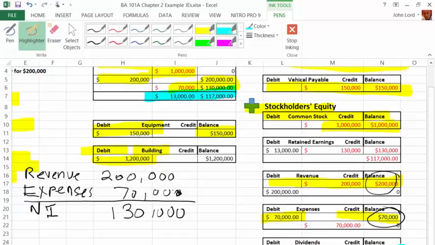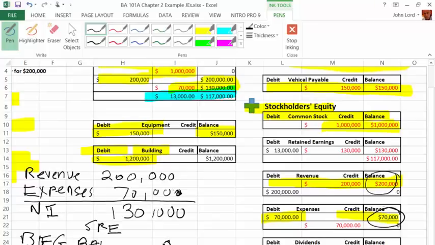And so now I'm ready to prepare my second statement, which is going to be my statement of retained earnings, right? Okay, and on my statement of retained earnings, SRE, I'll show a beginning balance. And my beginning balance was 0, wasn't it, since I just started business here? Okay. Then I'll bring down my net income here. My net income is going to increase my retained earnings, isn't it? Because I want to retain that net income. I'm going to retain that. That's 130,000. I pop that in.